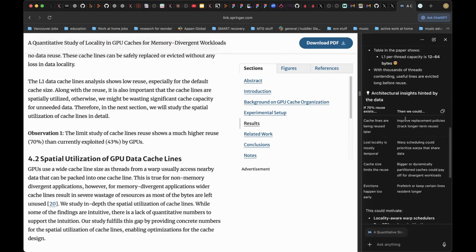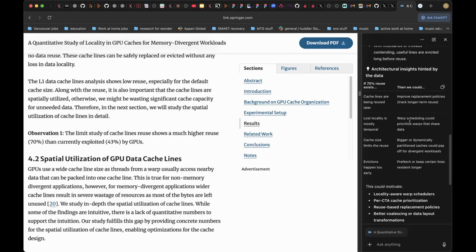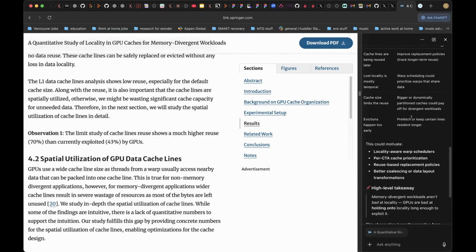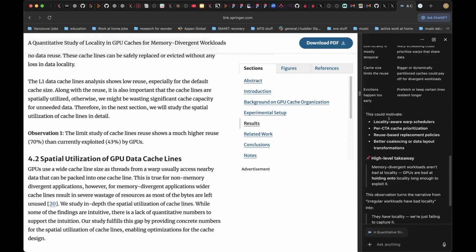Then we could improve replacement policies and track longer term reuse. Warp scheduling could prioritize warps that share data if the lost locality is mostly temporal. Bigger or dynamically persistent caches could pay off for divergent workloads if the issue is the cache size being the limit of the reuse, and then evictions are happening too early. So if you were to prefetch or keep certain lines resident longer, then you might be able to exploit some of that extra headroom.